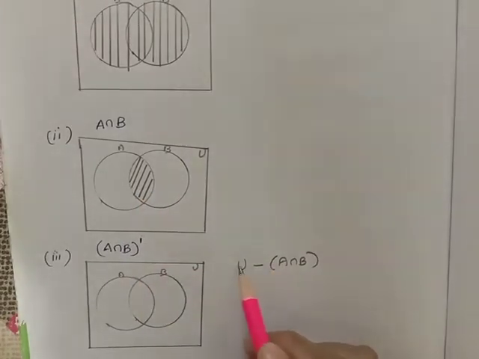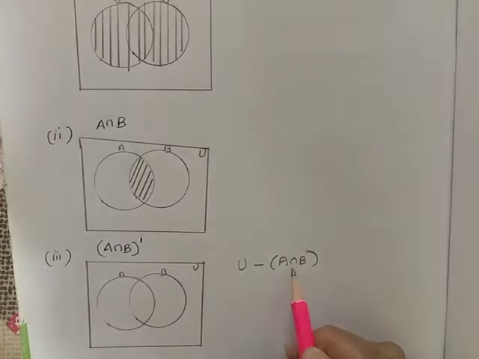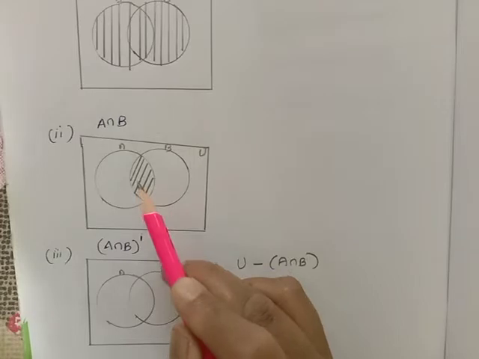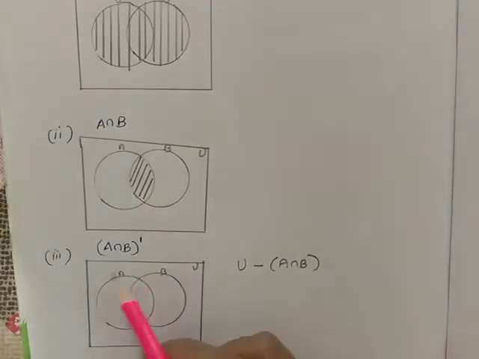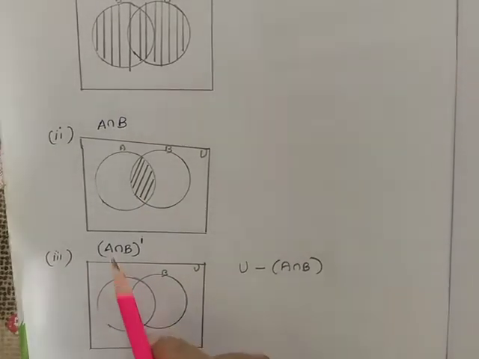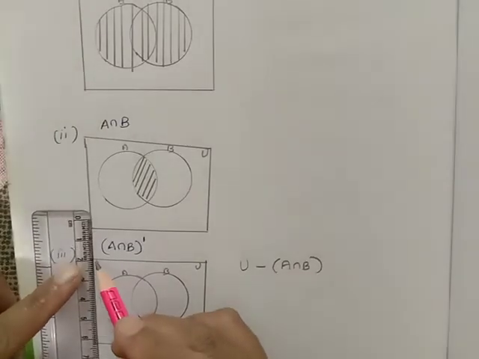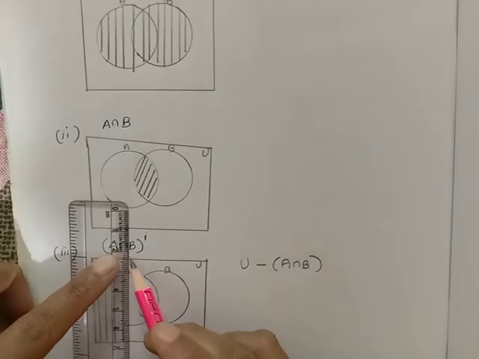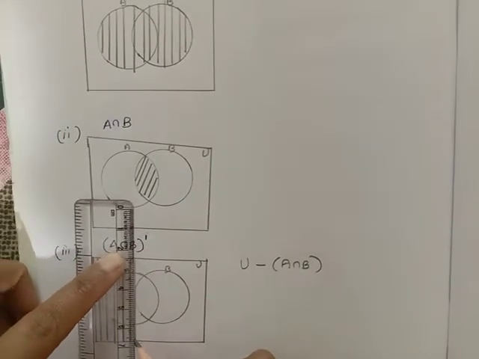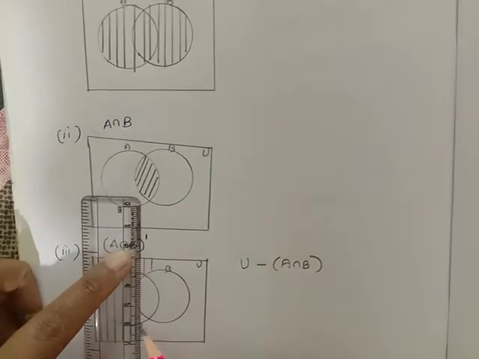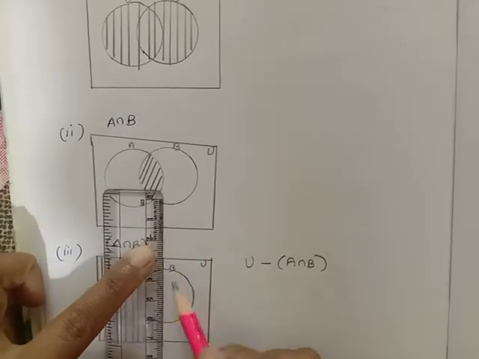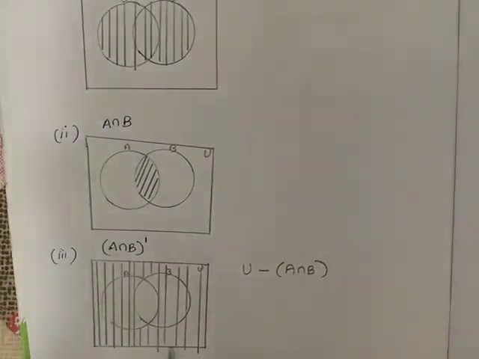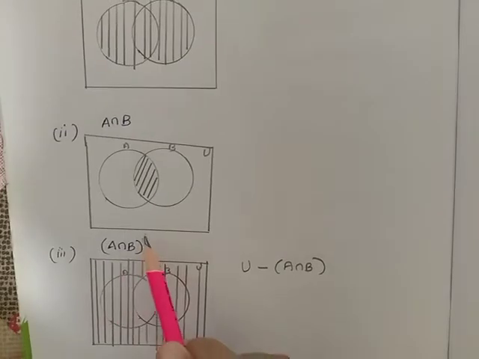Universal means we need the portion of universal, but we don't want the portion of A intersection B. So this is the portion of A intersection B. Omitting A intersection B, covering all the remaining parts gives you (A intersection B) dash. So this is (A intersection B) dash.